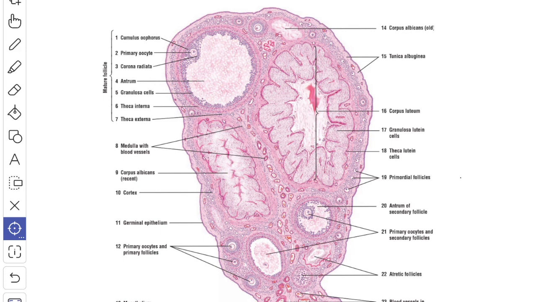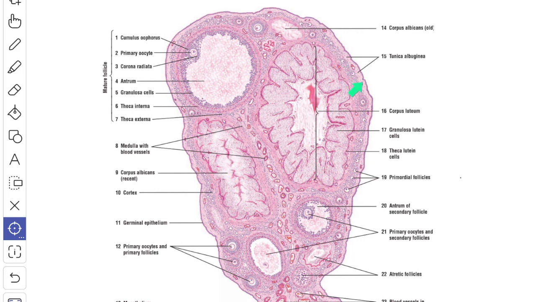The cortex of the ovary consists of a framework of reticular fibers and the stroma cells. The stroma cells are aggregated beneath the germinal epithelium to form the tunica albuginea.